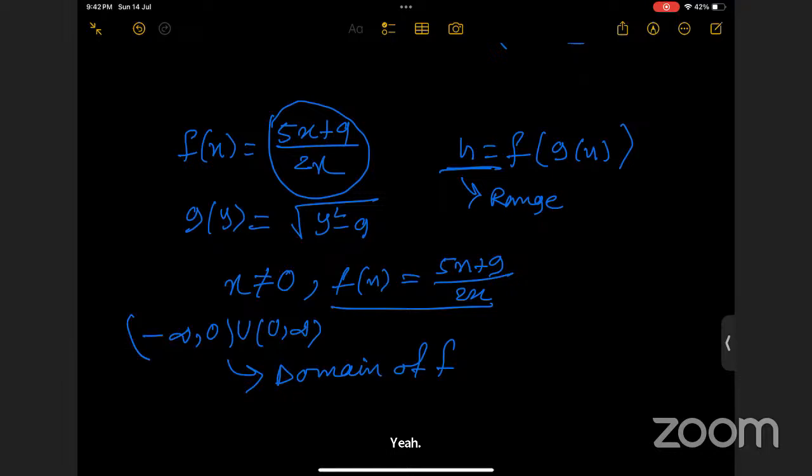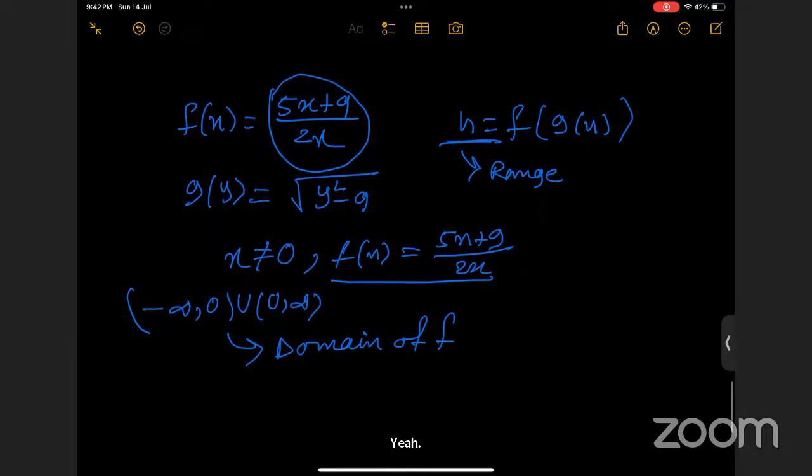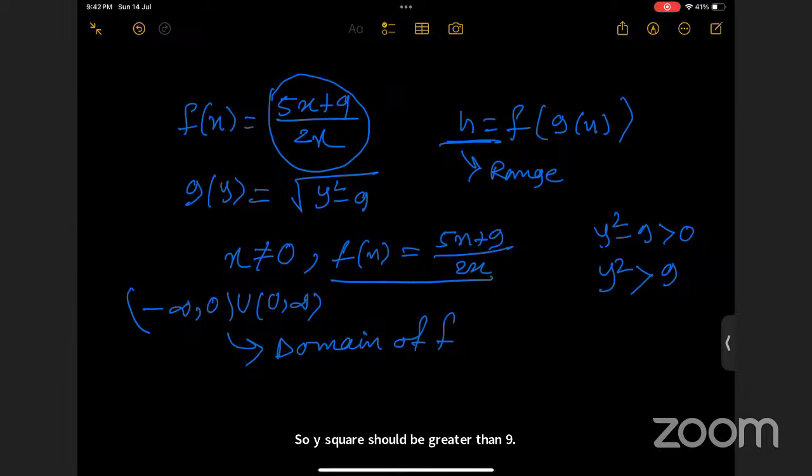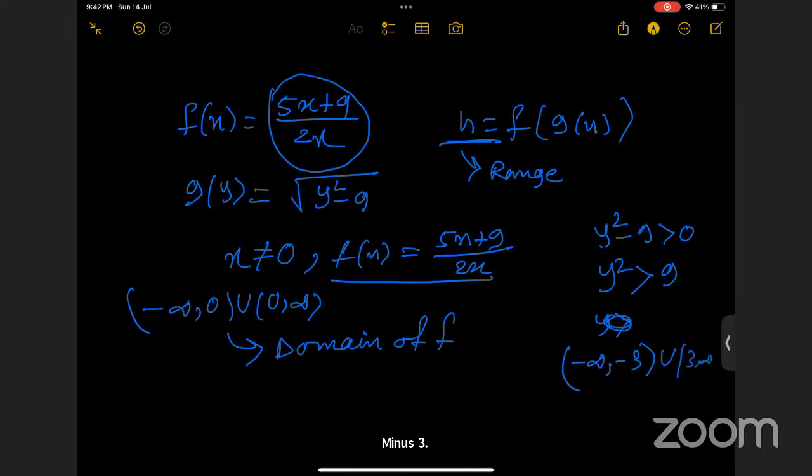Also from here we can calculate the range. For g of x, y square minus 9 should be positive, so y square should be greater than 9. That means y should be greater than 3. This should be something like minus infinity to minus 3 union 3 to infinity, right? This should also include 0, so it should be greater than or equal to 3. Yeah, so this is common.